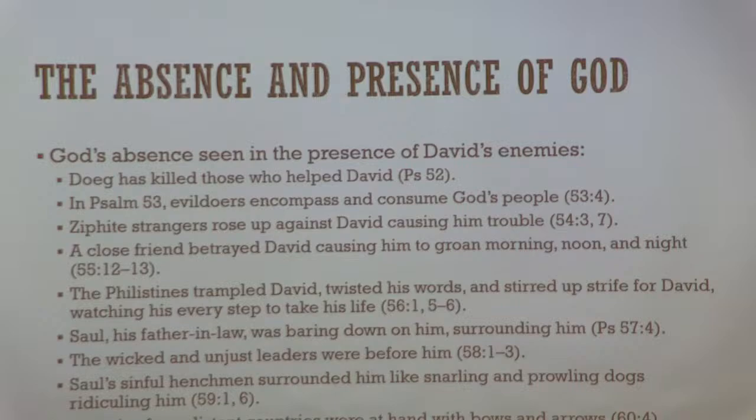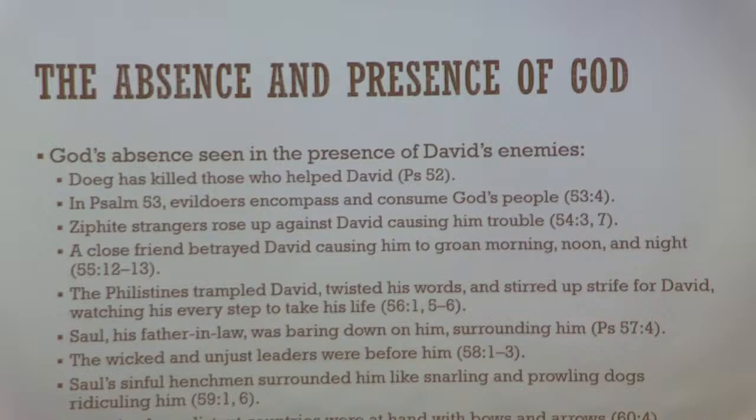In Psalm 55, a close friend has betrayed him. Verses 12 and 13: for it is not an enemy who reproaches me, then I could bear it, nor is it the one who hates me, who has magnified himself against me, then I could hide myself from him. But it is you, a man my equal, my close companion, and my familiar friend. Right, so it's not an enemy, it's someone who's been close to him, someone who's had fellowship with him, someone who's his equal that has betrayed him.